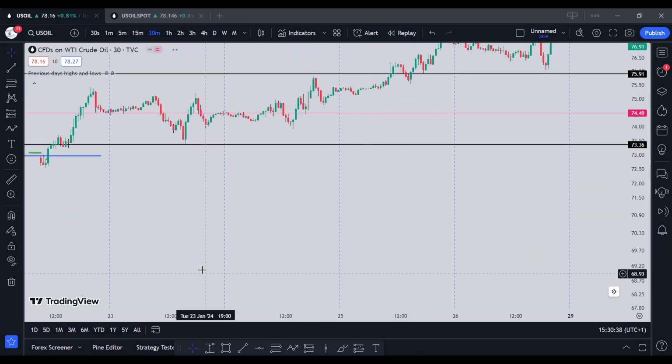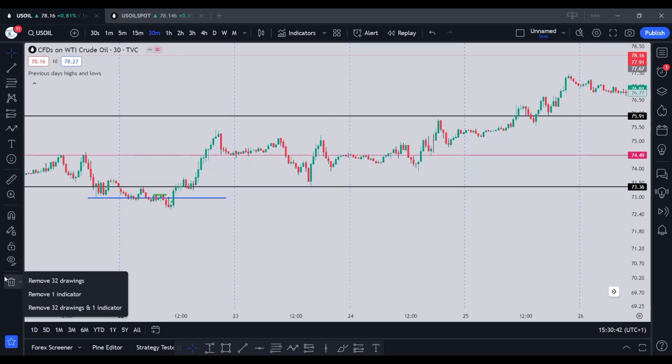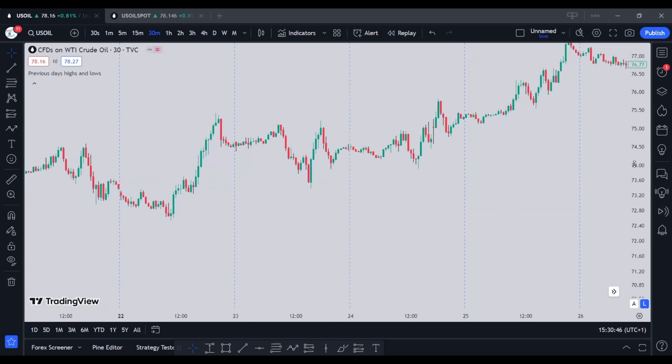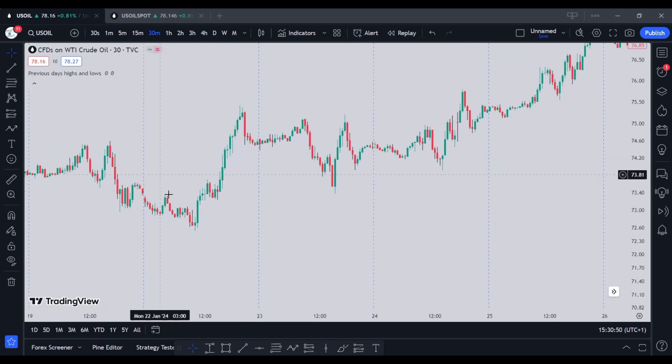So this is oil, right? Let me just delete all of this drawing so we have a clean chart. You can see I have clear indication: this is Monday, this is Tuesday, this is Wednesday, this is Thursday. How do I know?